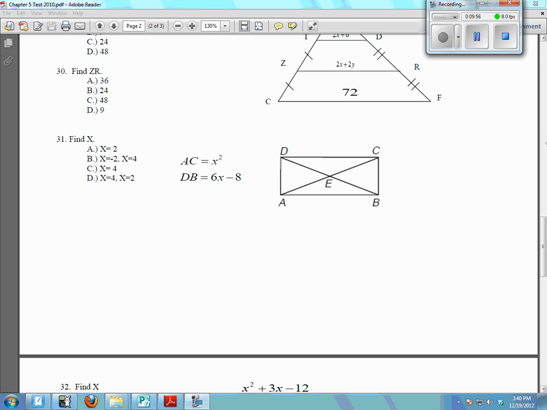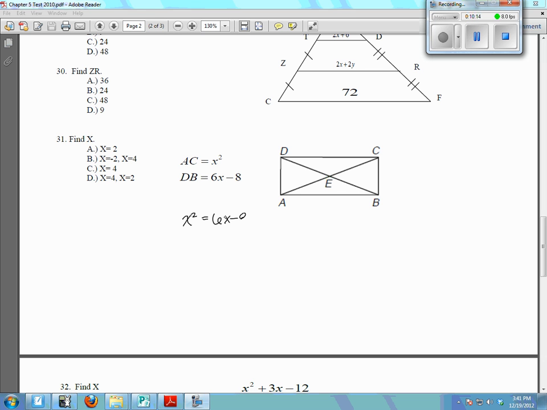Okay, this question, this figure is a rectangle. If A to C is x squared, the diagonal is x squared, and D to B is 6x minus 8. That's another diagonal. We want to set those two things equal to each other because diagonals of a rectangle are congruent.